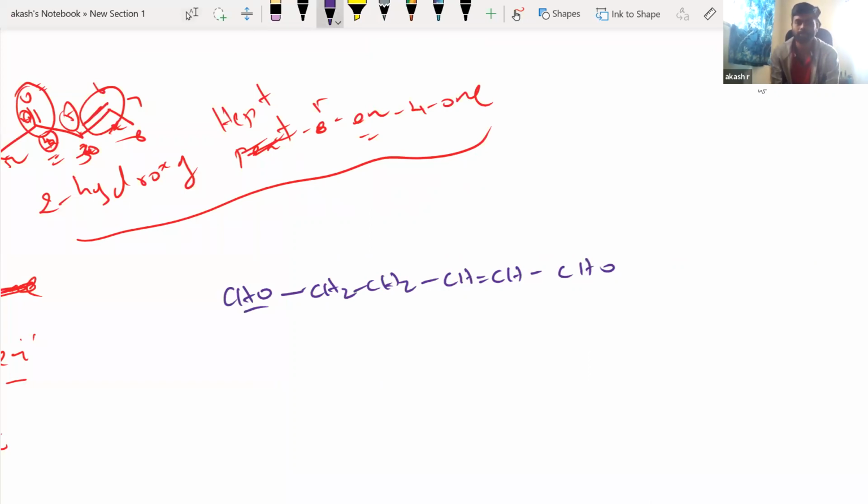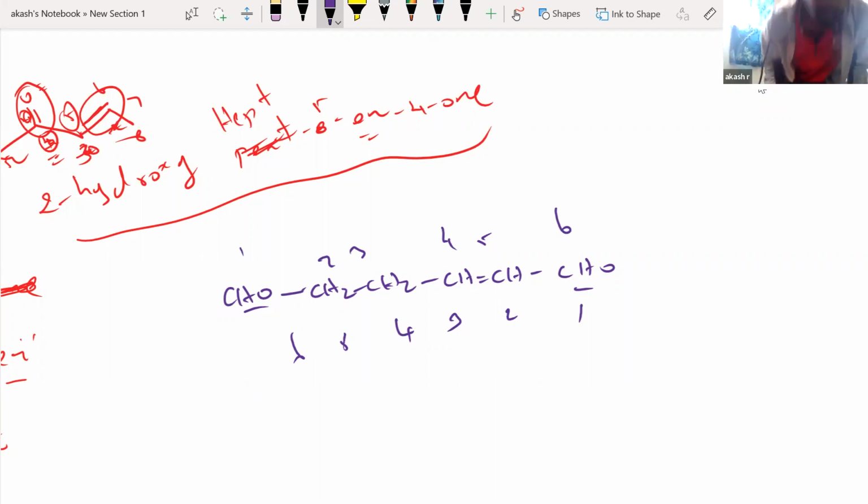So we have two CHOs, right? Either you can start from here, 1 and end with 6, 1, 2, 3, 4, 5, 6, or you can start from the other side. Now which do we choose? However you go, you're getting 1 and 6 for the aldehyde, right? There are only 6 carbon atoms, right?